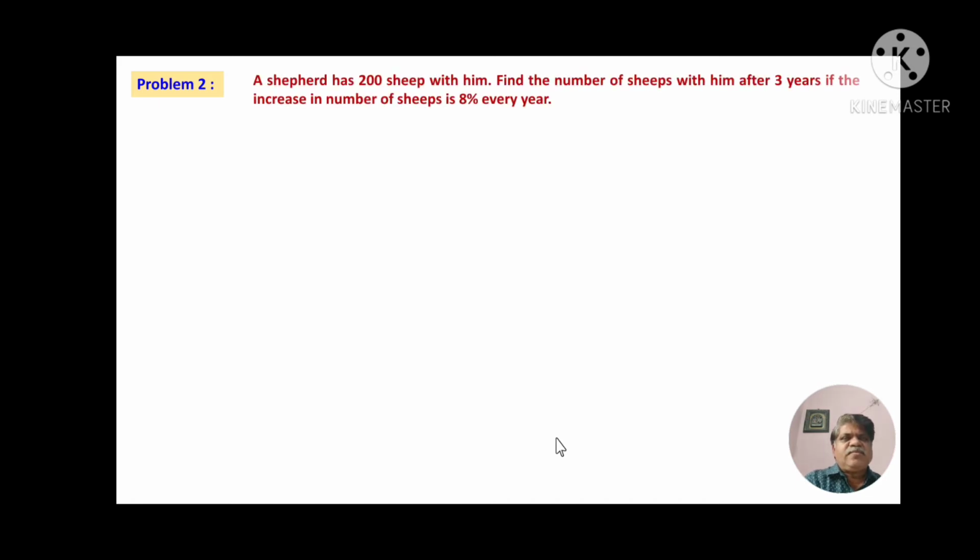Let us see problem number 2 now. A shepherd has 200 sheep with him. Find the number of sheep with him after 3 years, if the increase in the number of sheep is 8% every year.